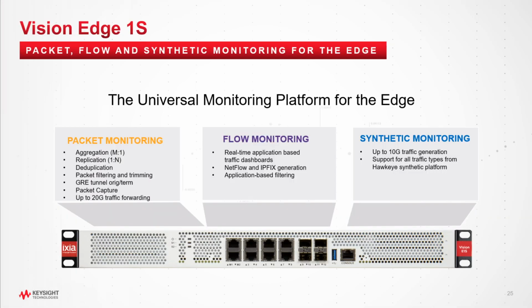So now we'll go to the Vision Edge 1S a little bit more into focus. This is a packet broker that's focused on 1 gig with 4 10 gig SFP pluses. It has the ability to generate NetFlow, or more specifically, the IxProbe from Ixia. It allows you to do things like application-based filtering, so I can filter, say, on Microsoft 365 or Facebook or YouTube. And with this, we have synthetic monitoring, meaning I can create up to 10 gigabits of traffic generation from this device, let's say for not so remote, but still edge type environments.